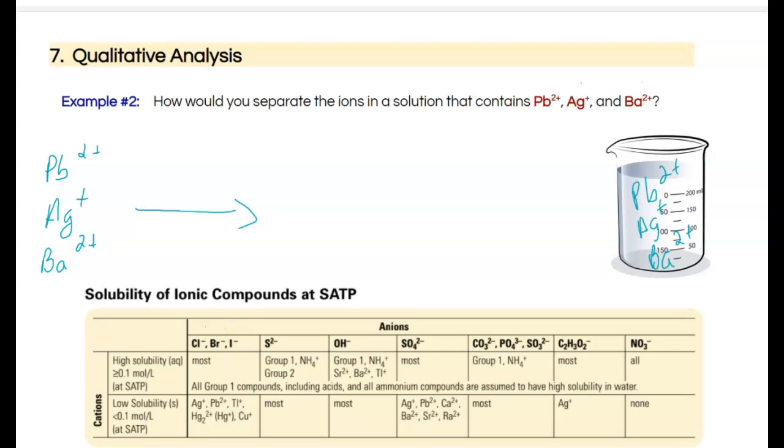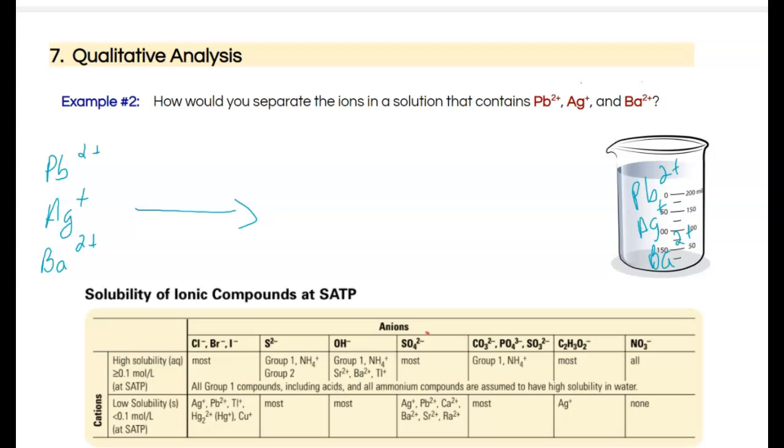So then I'm looking over and, you know, most, that's no good. Except that I'm seeing that barium right here is soluble with hydroxide, but it's not soluble with the other two. So if I were to add hydroxide in, then the barium would remain aqueous, but my silver and my lead would still precipitate out of solution. So they would be combined out of solution, and that is no good. That's not what I want.